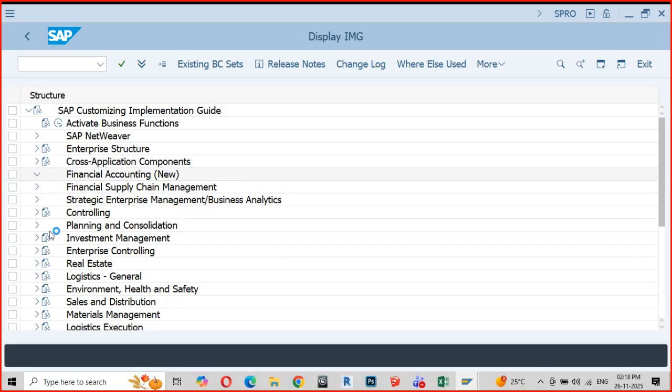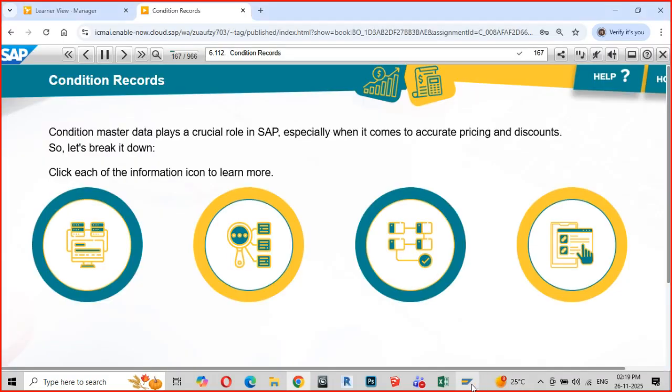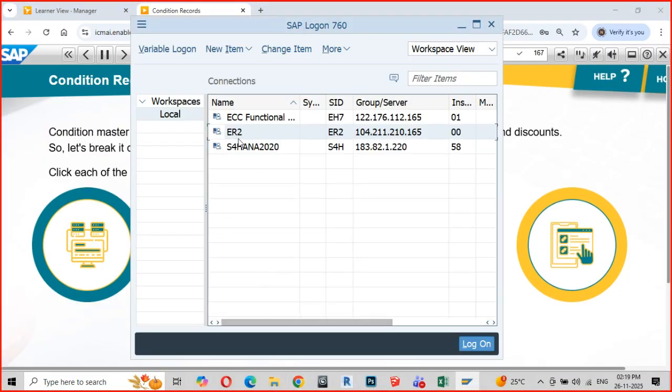Do I need to relog in? Just give me a couple of minutes, students. So the condition records or the condition types are creations of your SD. Okay, first let us finish this.